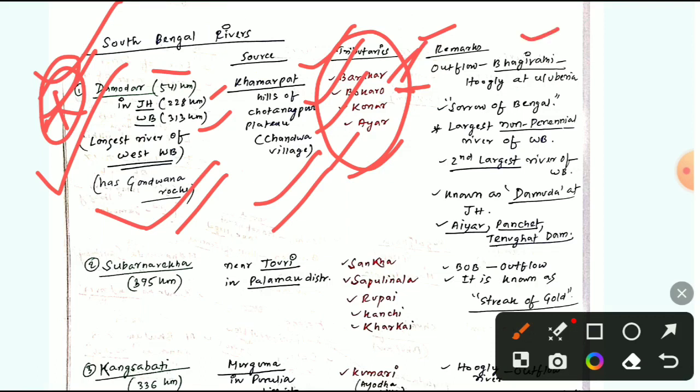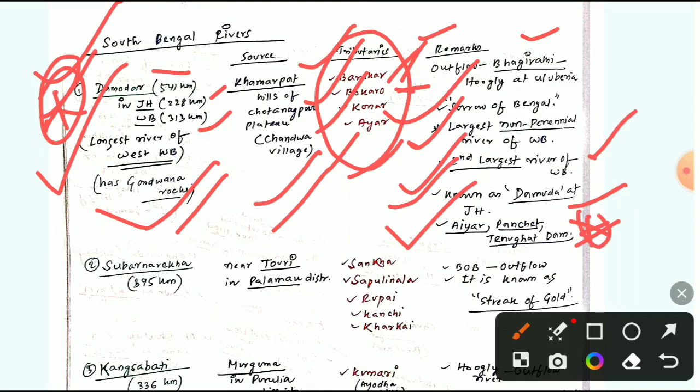Bhagirathi, Hooghly, at Ulubaria it flows. It is also known as the Sorrow of Bengal, because floods come here many times. It is the largest non-perennial river of West Bengal, since most of the time water is not there. Second largest river of West Bengal, also known as Damuda in Jharkhand. Ayar, Panchet and Tilaiya Dam are along the Damodar river. So we have discussed important points regarding Damodar.